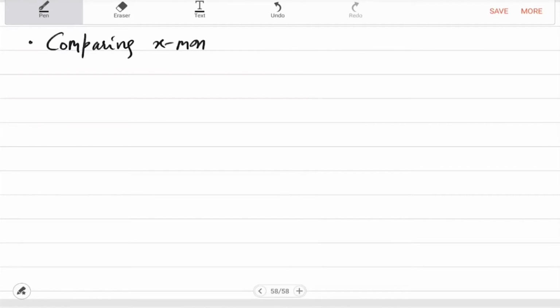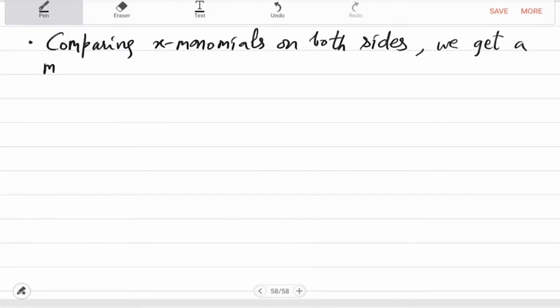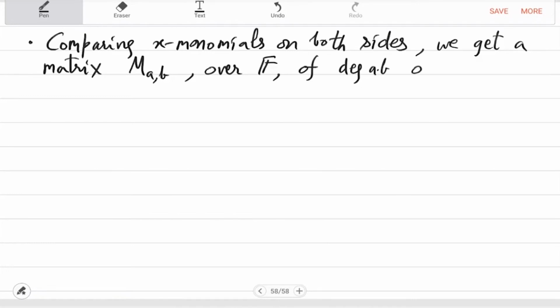So comparing x monomials on both sides, we get a matrix, let's call it M sub A comma B. It has entries, where the entries are all constants, of course, of degree A times B order. The matrix size is degree AB cross degree AB.